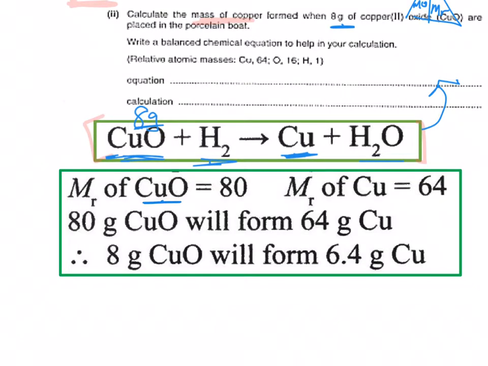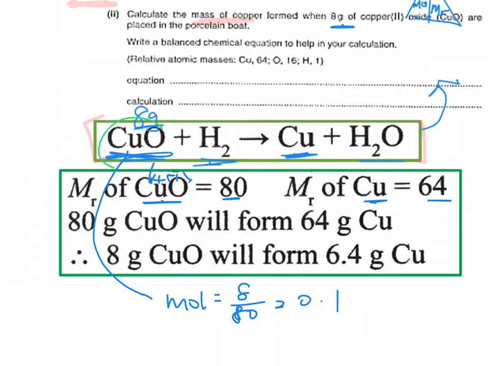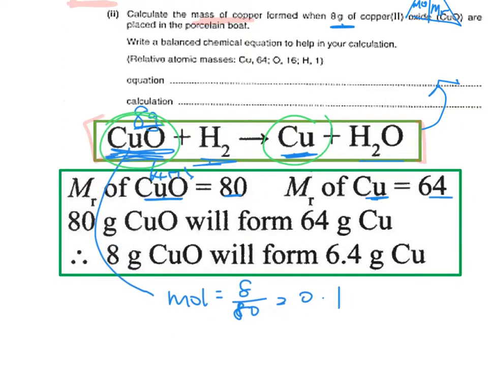The Mr of this copper oxide, add them up together, I think it's 64 plus 16 if I'm not wrong. So you get 80. Copper is just 64. In terms of number of moles, that would be 8 divided by 80, which is 0.1. Since from the equation copper oxide is 0.1, this one will also be 0.1. Then you can times back the Mr. So mole 0.1, times the Mr of 64 of the copper, you get 6.4 over here.